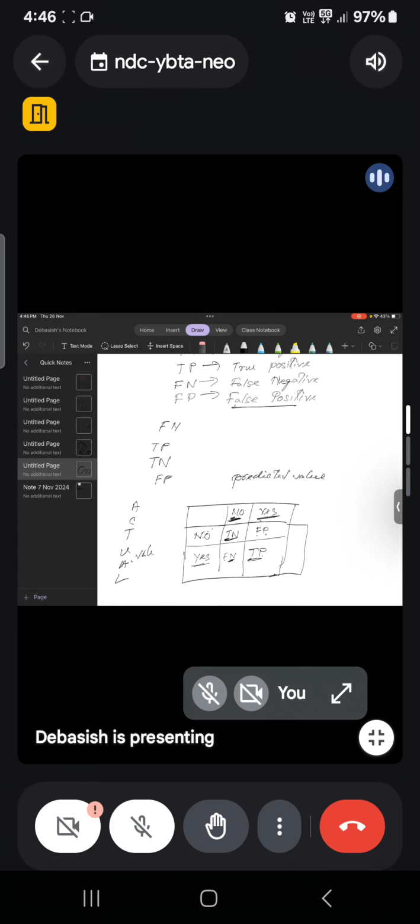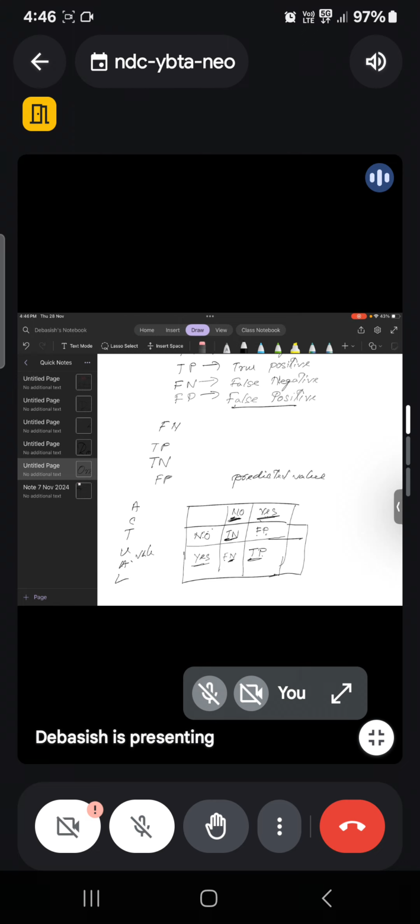Did you get my point? Do you have any confusion about this matrix? You'll come across it many times when finding out the accuracy of an ML model. It's a very important concept. So this is basically the confusion matrix.